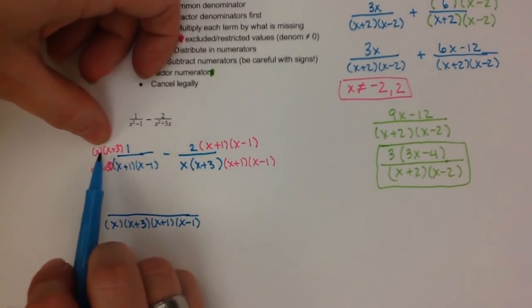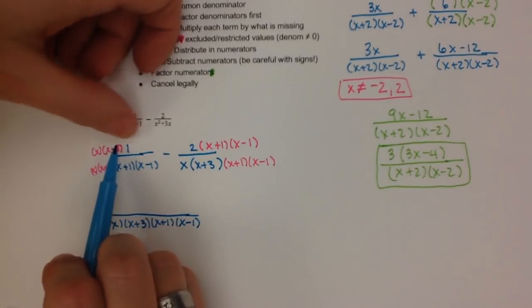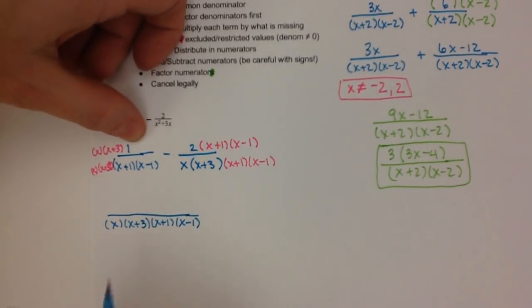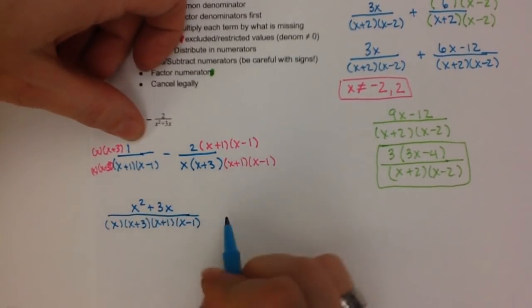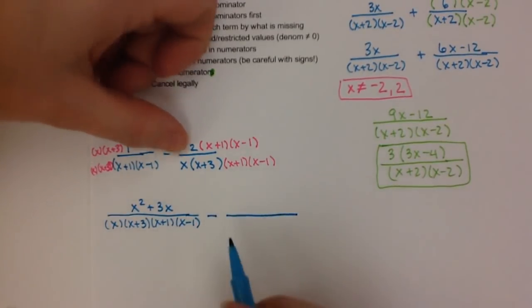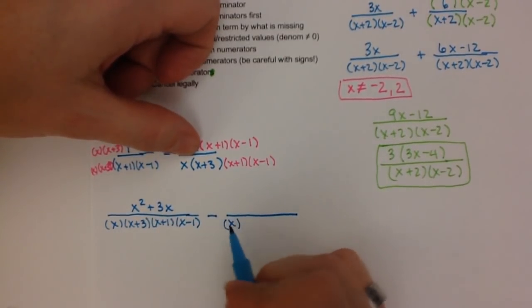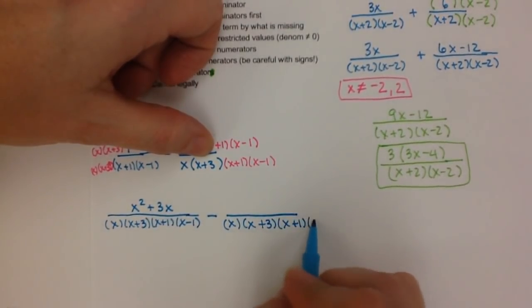So I'm going to take x times x plus 3, which would be x squared plus 3x, and I'm multiplying that by 1, so it's not going to change my answer. So I'll just have x squared plus 3x. And then I have a subtraction problem. Now this denominator is that same big mess, x times x plus 3 times x plus 1 times x minus 1.